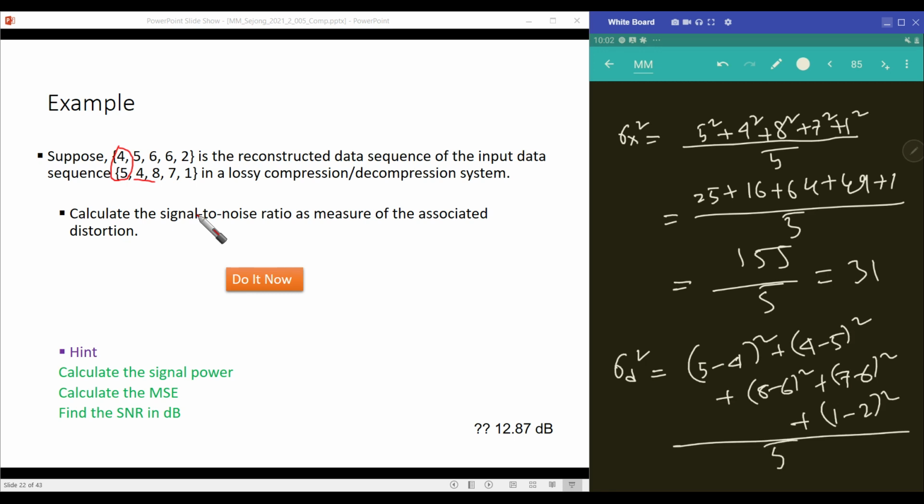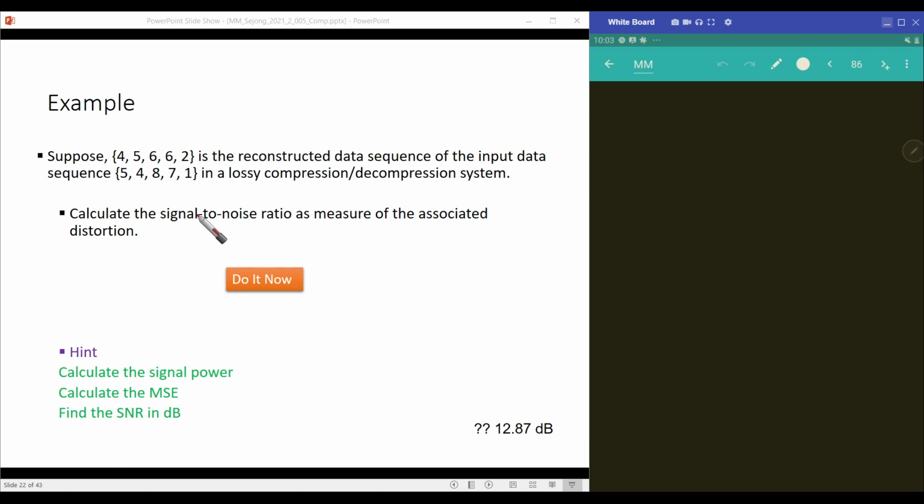Now if you do so, this becomes 1, this becomes 1, this becomes 4, this becomes 1, this becomes 1, divided by 5. And then if you just add, it becomes 1, 1, 2, 3, 4, 4, 5, 9, right? 8 by 5, that is 1.6. So that means this becomes 1.6.